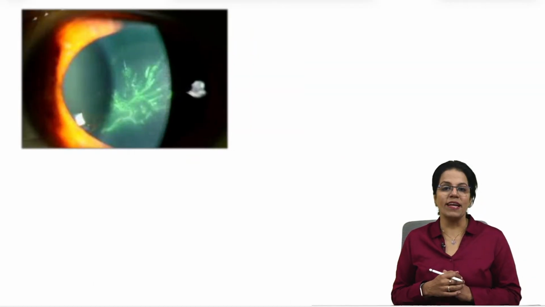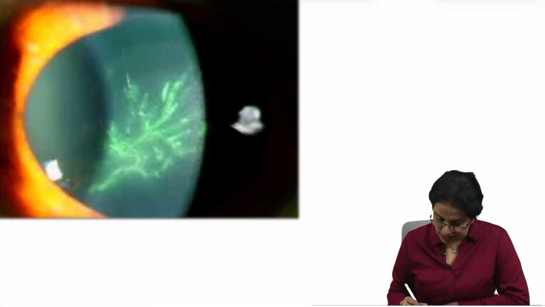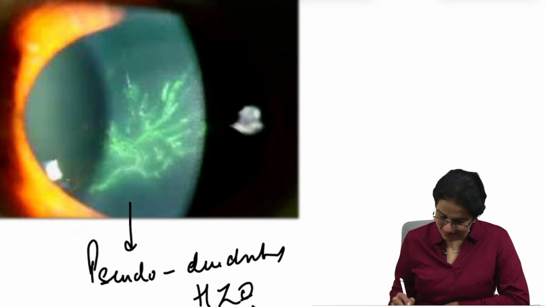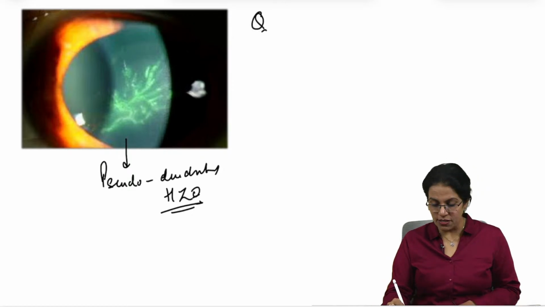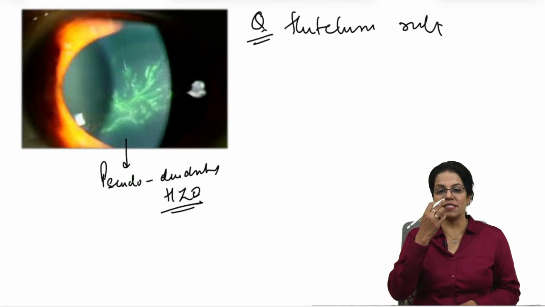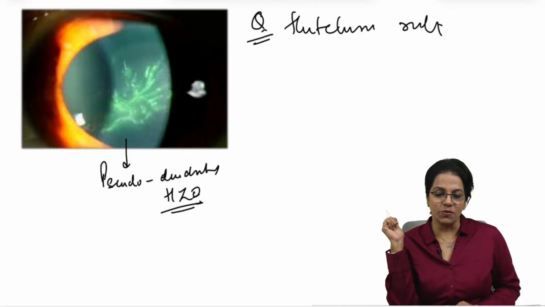Okay, what about this one? Already taught you this is not dendritic, there are no knobs here. So, this is what is called pseudodendrites, and pseudodendrites are a feature of herpes zoster ophthalmicus. So, herpes zoster, they ask you what is Hutchinson's rule. I hope you all remember this. Hutchinson's rule is when the tip of the nose is involved, the eye will be involved. That is Hutchinson's rule.